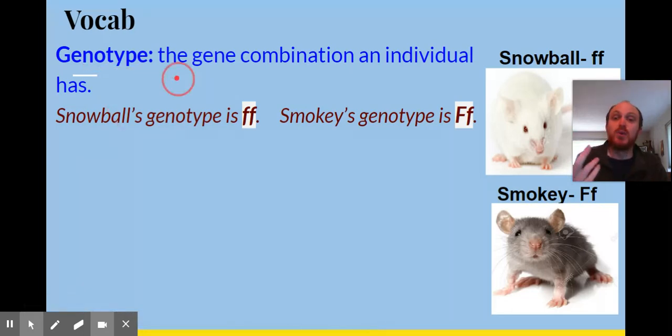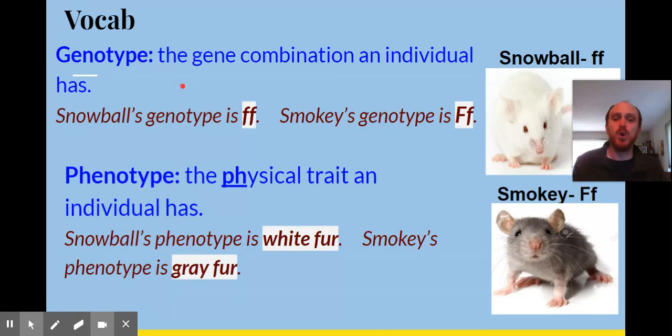Genotype, okay? So what about phenotype? The phenotype is the physical trait an individual has. So remember that the "ph" in phenotype is like the "ph" in physical. That's how I remember it. Snowball's phenotype is white fur.